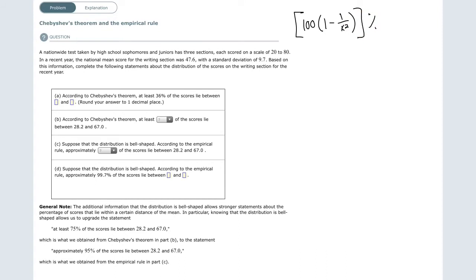Okay, so this is dealing with any set of data, and the theorem says that at least this percentage, whatever this formula says, of the measurements in a distribution lie within K standard deviations. So K is how many standard deviations away from the mean you are.